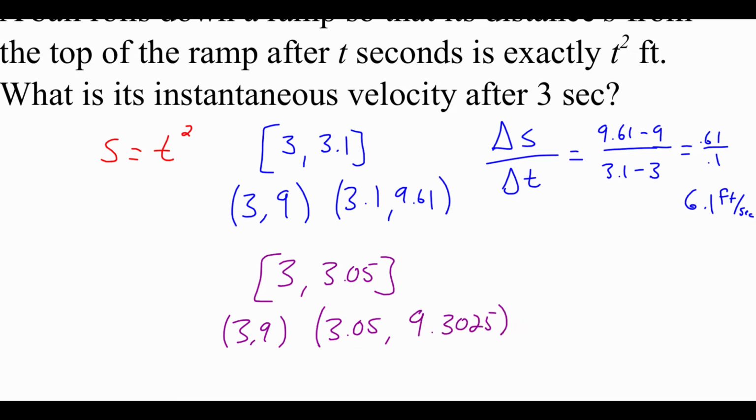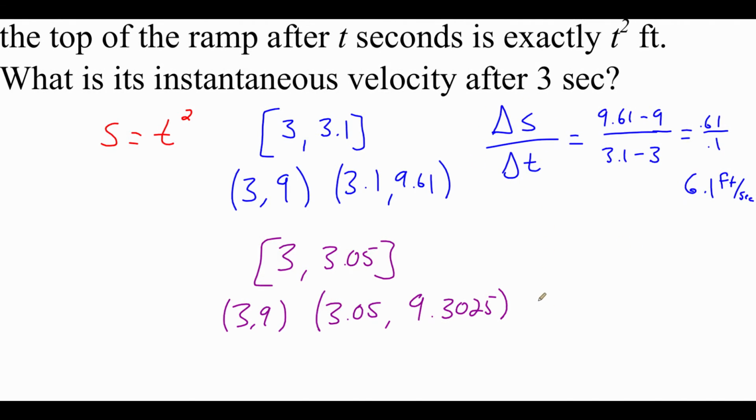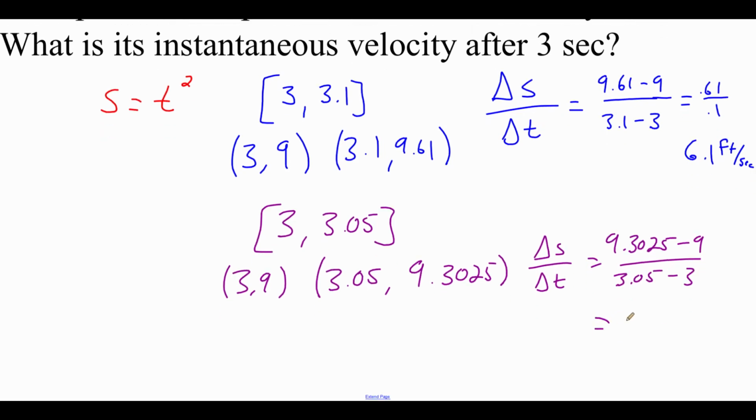Now, doing the same thing we did, finding that average velocity, taking delta s over delta t, I'm going to take the 9.3025 minus 9 over 3.05 minus 3. So on the top of our fraction, we're going to get 0.3025, and on the bottom of the fraction, I'm going to get 0.05. Now, when we divide that out, we're getting 6.05 feet per second.